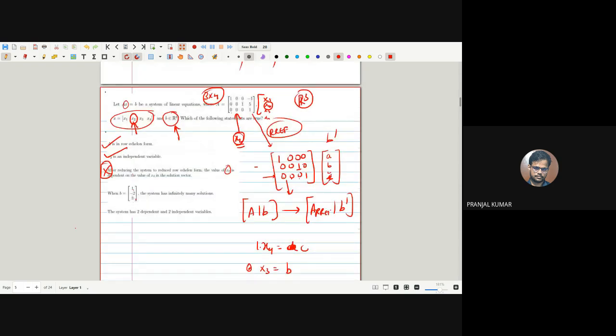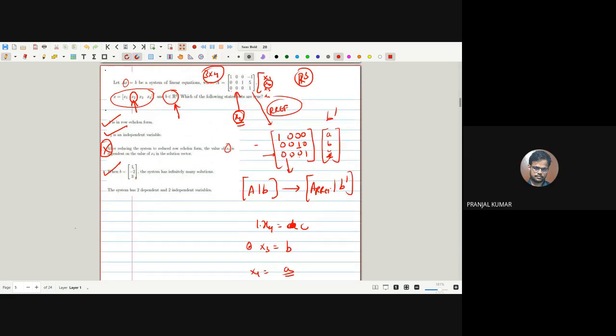So when b is equal to 1, minus 2 and 3, the system has infinitely many solutions, because of this independent variable. But if this column was not there, then you know that it would be a unique solution. So this is true.